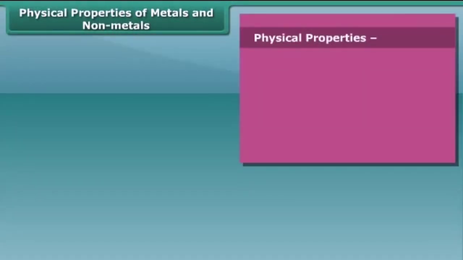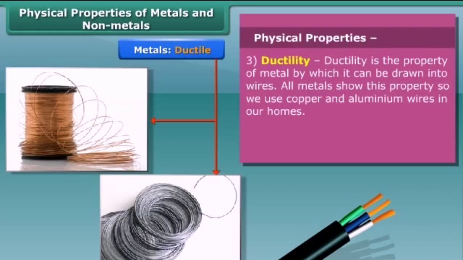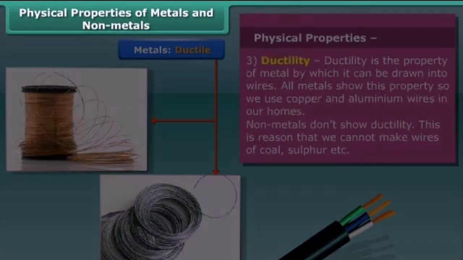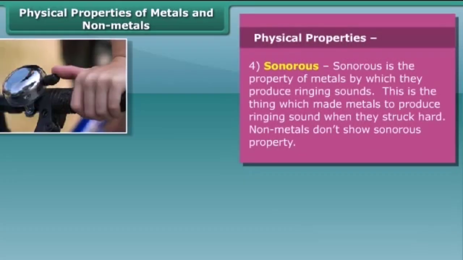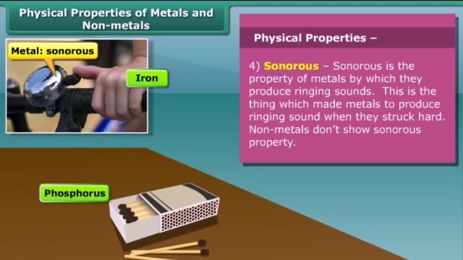The property of metal by which it can be drawn into wires is called ductility. It is the third property of metals. Non-metals don't show ductility. Now let's talk about another property of metals. That is, sonorous. Metals produce ringing sounds when they are struck, so are said to be sonorous. The materials other than metals are not sonorous.